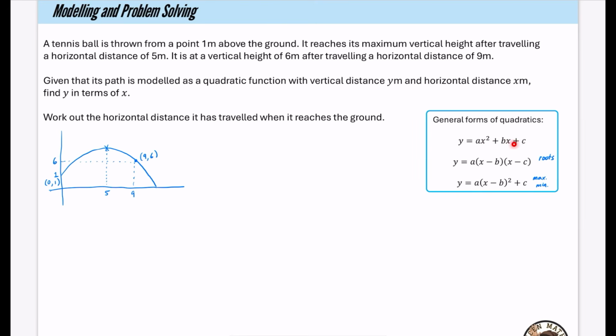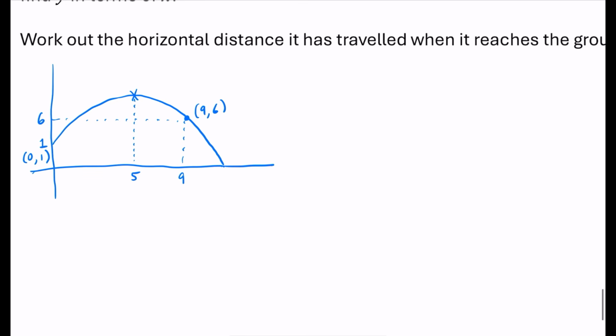Now we don't have anything about the roots for this question, and we could use this version of it as a quadratic, but because we're talking about a maximum point here, I think I'm going to use this general form of the quadratic that we have at the bottom. So I'm going to use my y equals a(x minus b) squared plus c. And so this is the general form I'm going to be using. y equals a(x minus something) squared plus something else, okay?